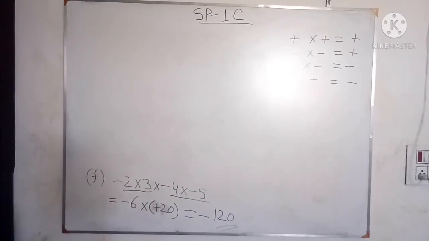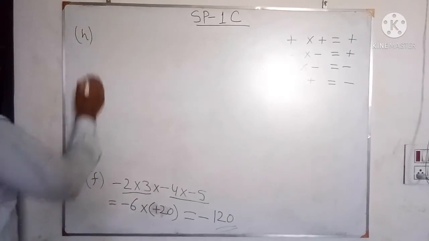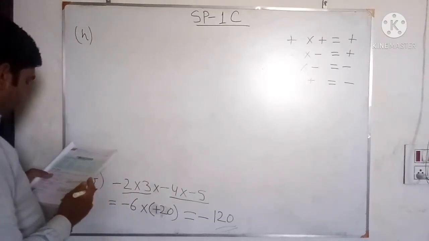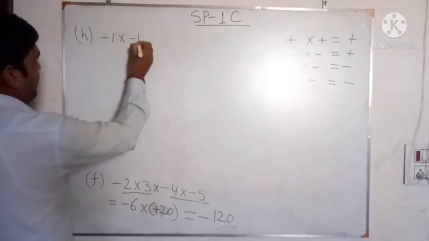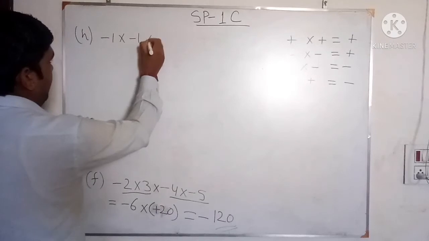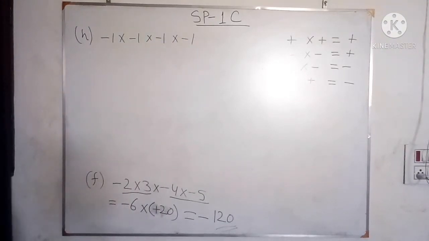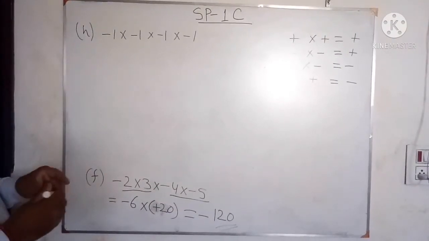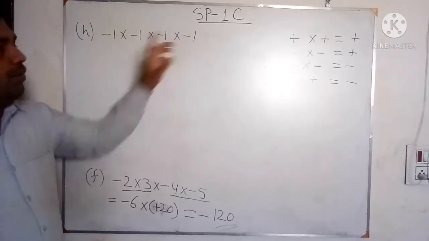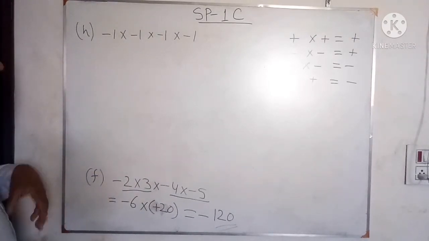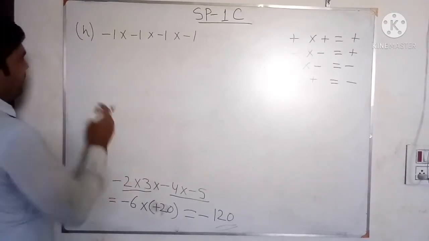Now we see the question number h. Last question. Question number h. Minus 1 multiply minus 1 multiply minus 1 multiply minus 1. So see how many times this minus sign is multiplied. If the negative sign is multiplied an even number of times: 1, 2, 3, 4. 4 is the even number. So the product will be positive, if minus is multiplied an even number of times.